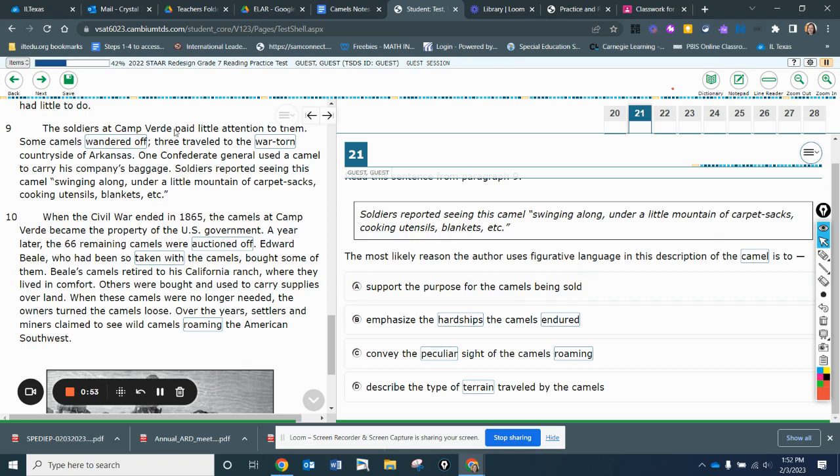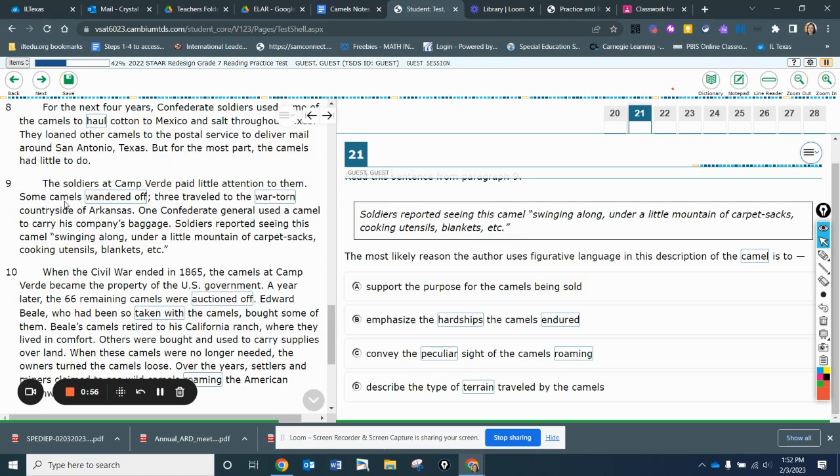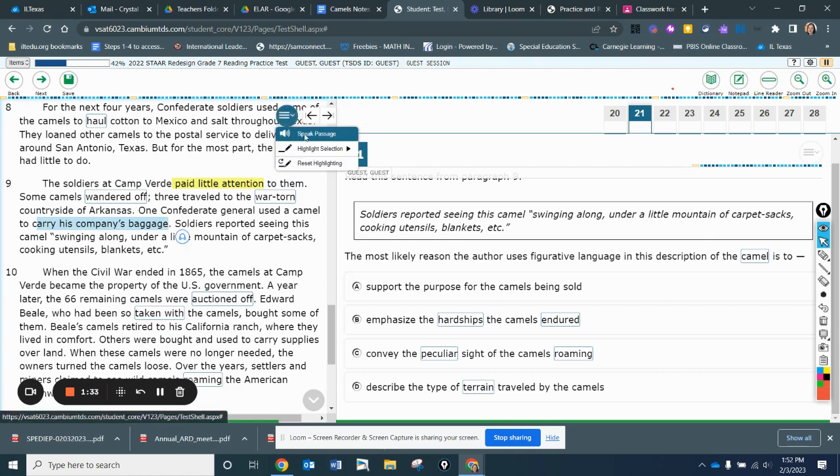The soldiers at Camp Verde paid little attention to them. Some camels wandered off, so they weren't even watching them. Three traveled to the war-torn countryside of Arkansas. One Confederate general used a camel to carry his company's baggage. So there's one, but only one. Soldiers reported seeing this camel swinging along under a little mountain of carpet sacks, cooking utensils, blankets, etc. So he has one camel carrying carpet bags, and that's what the quote is talking about.